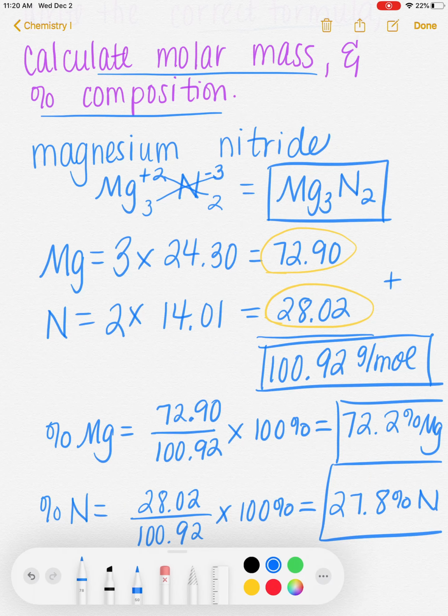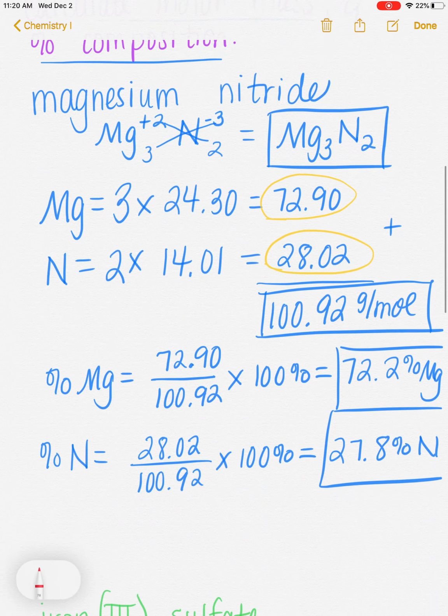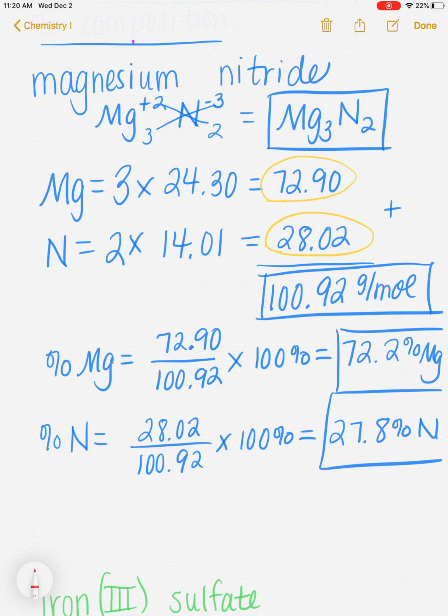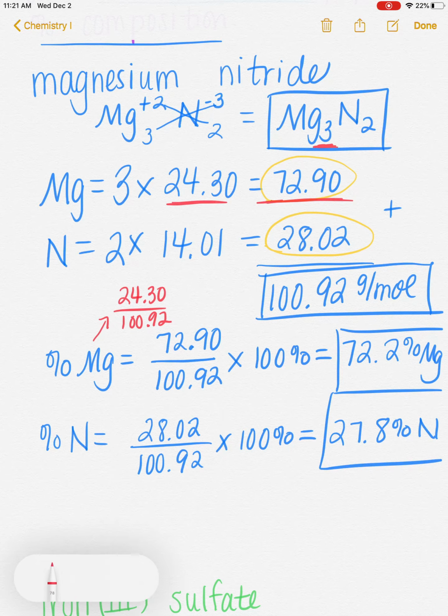Some common mistakes that I see students make, I'll put these in red so that you know that they're not correct. If you go to determine the percent magnesium, I don't want to see something like this, 24.30 over 100.92, because yes, the mass of magnesium on the periodic table is 24.30, but in this particular compound we have 3 magnesiums, so you can't just use the mass of 1 magnesium, you have to use the mass of all 3 of them. That's why it's better to use the 72.90.